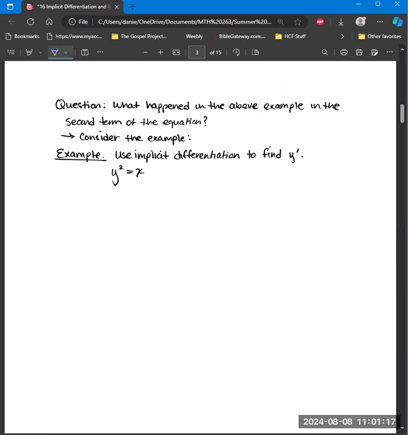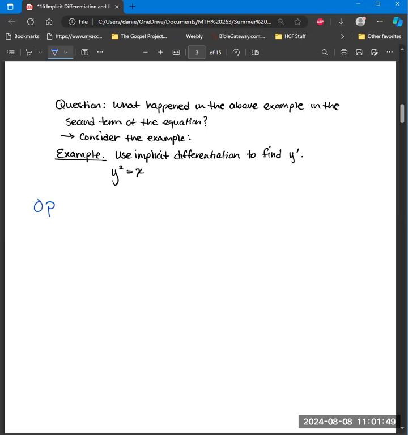All right, so let's talk more about what happened. What happened in the above example to the second term of the equation, which contained the y? Let's just do another example and see if you can see the pattern: anytime we're differentiating a term that has a y in it, we're going to need to have a dy dx on the end. I'm going to start putting dy dx's instead of y primes, just so you can see.